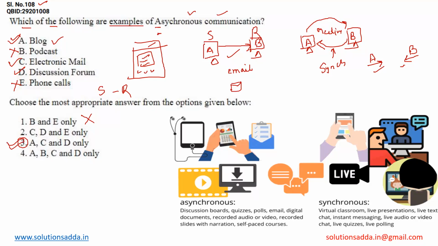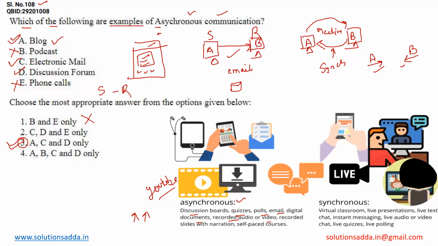So here are some of the examples of asynchronous communication: discussion boards, quizzes, polls, email, digital documents, recorded audio or video. For example, YouTube. YouTube is a very popular example of asynchronous communication. Anyone can access the videos uploaded by the user, and you can check these videos anytime, no matter whether you are active on YouTube when the user is uploading the video.